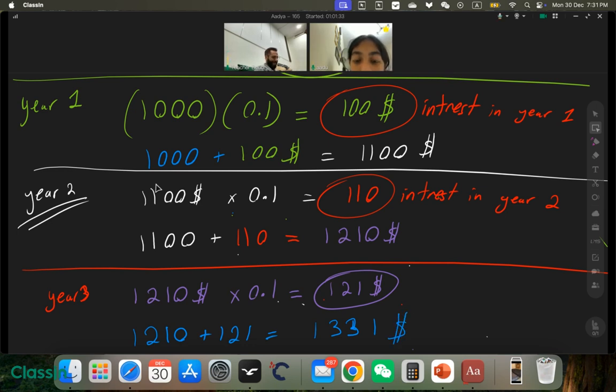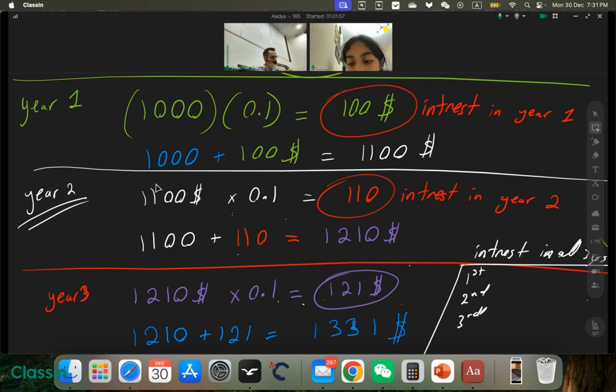Now we're not done. This is just the calculation. Now, what did they want? I'm going to use white. They wanted the interest in all 3 years. So the interest in the first year, and the second year, and the third year. The interest in the first year was $100. The interest in the second year was 110, and the interest in the third year is 121. So adding them all up, I'm going to get $331 as the interest amount that I am paying for all 3 years for $1,000.